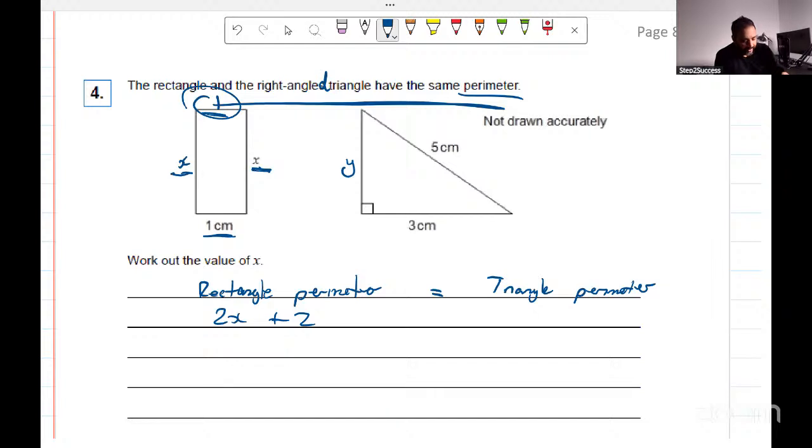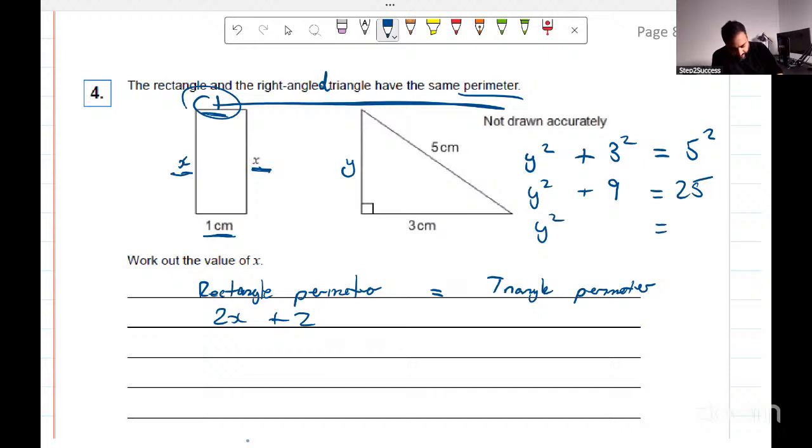So the rule of Pythagoras tells me that y squared, that's this side squared, added to the other side squared equals the longest side squared. If I replace what I know, 3 squared is 9, 5 squared is 25. Y squared, therefore, if I take away 9, 25 take away 9 is 16, and y is the square root of 16, which is 4. So I have worked out that y is 4, which means the perimeter of this triangle is 4 plus 3 plus 5, which is 12.